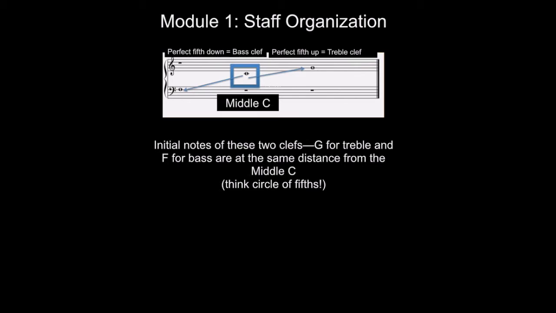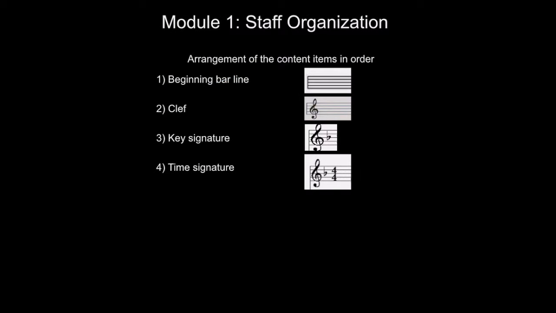Thus, initial notes of these 2 clefs, G for treble and F for bass, are at the same distance from the middle C. This will come up useful down the road as part of the fundamental concept in music called the circle of fifths. Now let's put all of these items in order on the staff.